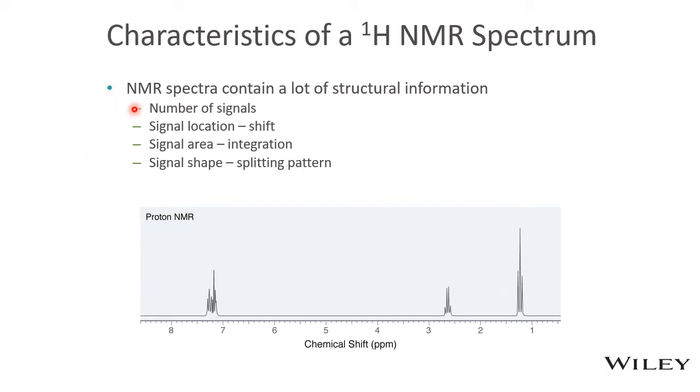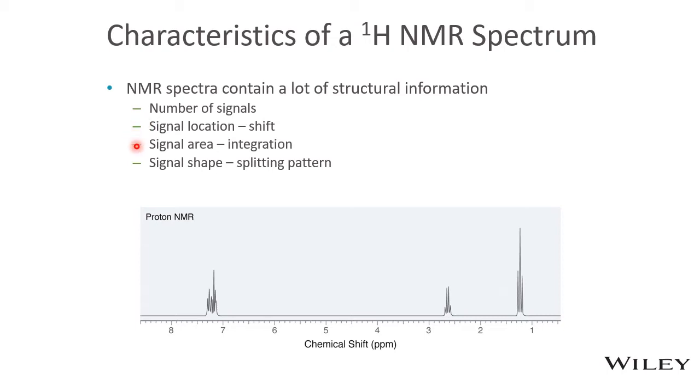They can tell us the number of signals that occur in the molecule. This is going to correspond to the number of different types of hydrogens we have in the molecule. We can also analyze the signal location or shift. That's the chemical shift, so where on this x-axis the peak actually appears. This signal location is going to tell us a lot about the electronic environment surrounding that particular proton.